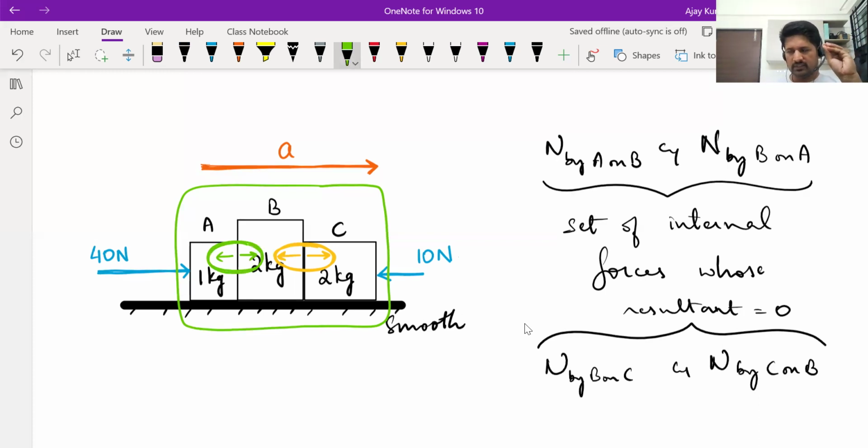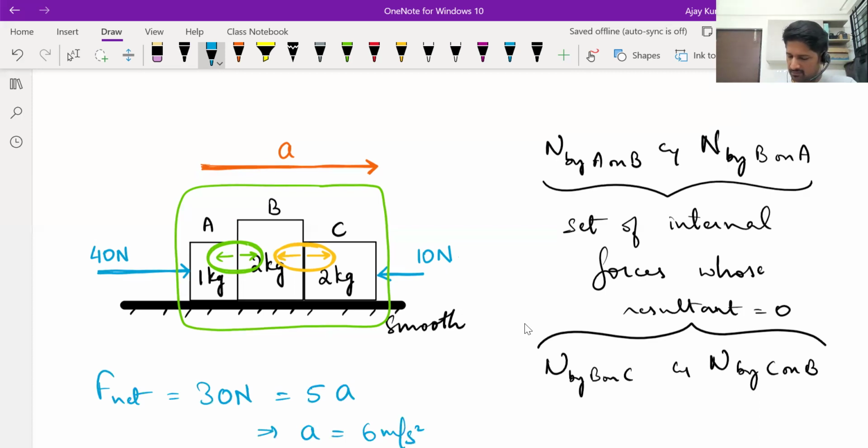So in summary, what I want to say is the resultant of all internal forces on a system is always 0. Okay, now look at the external forces acting. There's 40 Newton acting from the left, 10 Newton from the right. Vertical forces we are not considering. Therefore, the net force on this system is 30 Newton. And we know the mass of the system, 1 plus 2 plus 2 is 5 kg, multiplied with a. So you get the common acceleration as 6 meters per second square this way also.